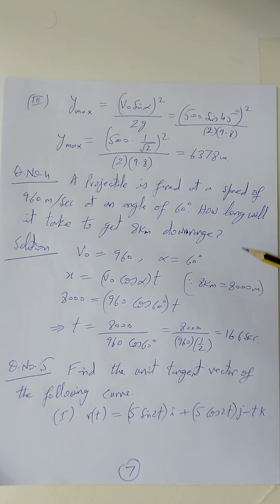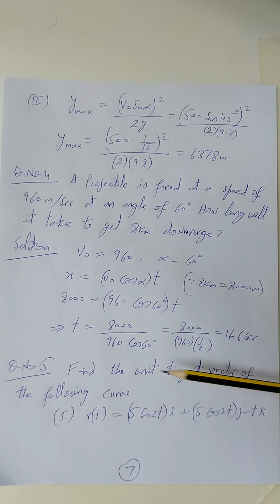Again, if you read the question: a projectile is fired at a speed of 960 meters per second at an angle of 60 degrees. How long? It means we have to find time. So it will take 16.6 seconds to get 8 kilometers downrange.